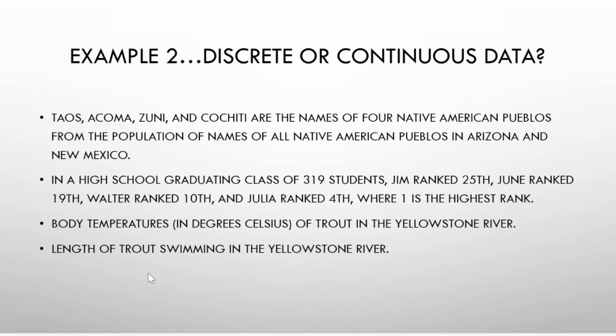All right, next example. We're identifying whether things are discrete or continuous. So for our first one here, if Taos, Acoma, Zuni, and Cochiti are the names of 4 Native American pueblos from the population of names of all Native American pueblos in Arizona and New Mexico.